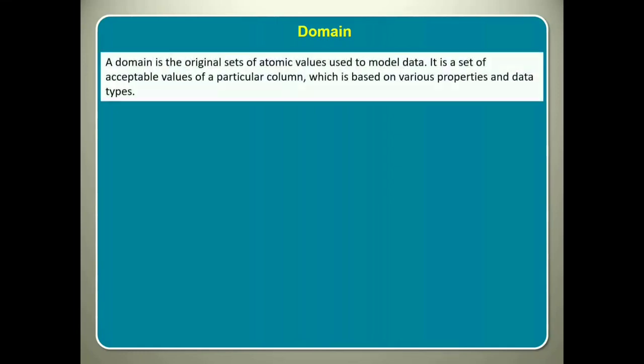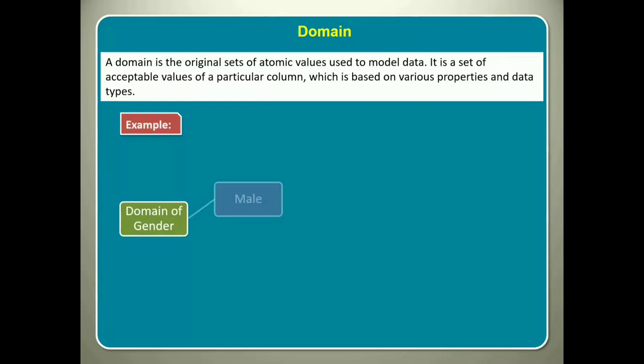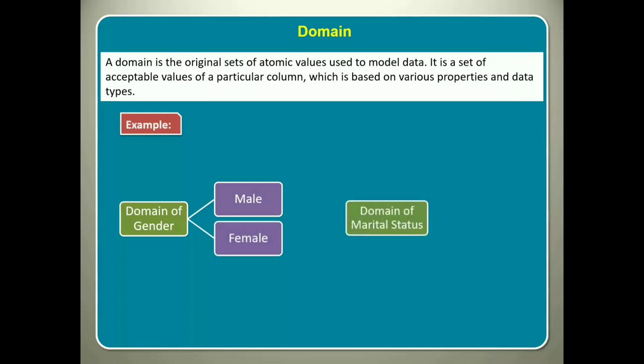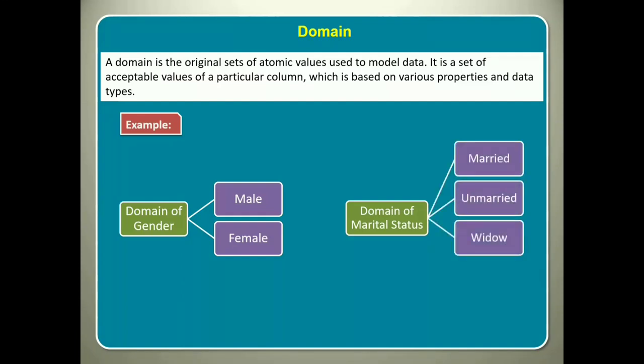Moving ahead to the next concept, domain. A domain is the original sets of atomic values used to model data. It is a set of acceptable values of a particular column, which is based on various properties and data types. For example, in previous relation employees, the domain of gender column has a set of 2 possible values, male or female. The domain of marital status has a set of 4 possible values, married, unmarried, widow, and divorced.